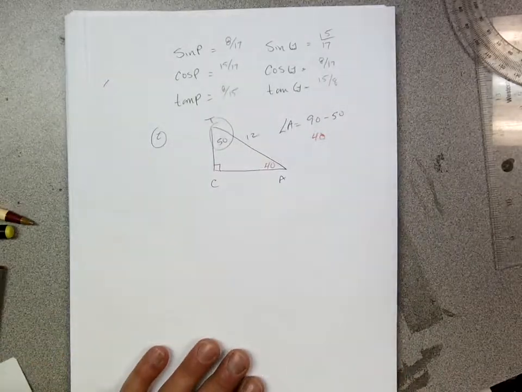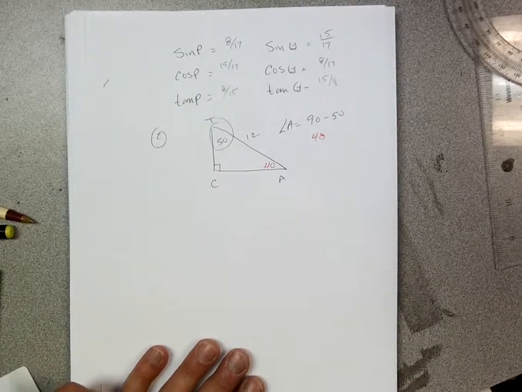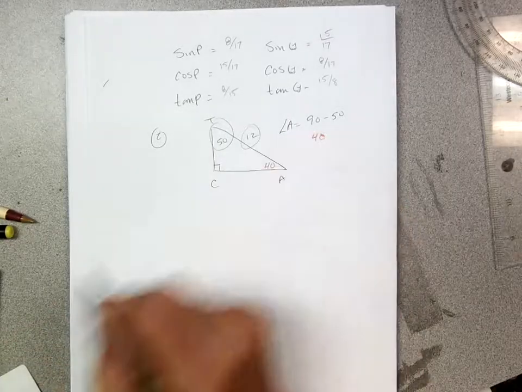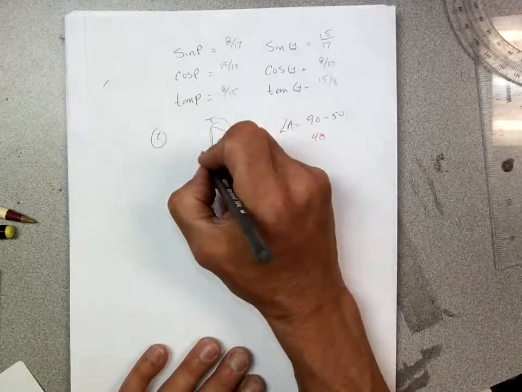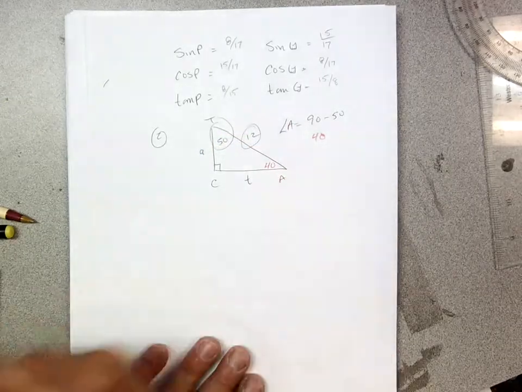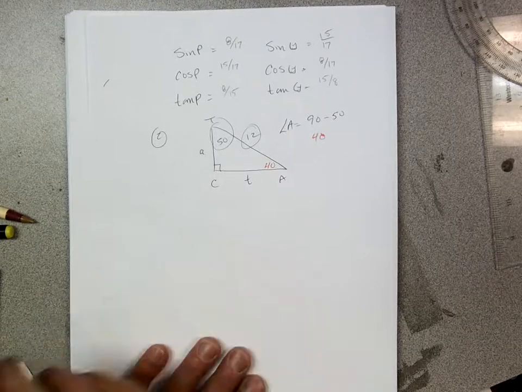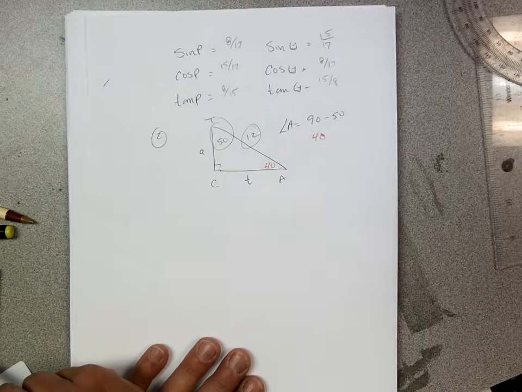Step 2 says use the given side. Hunter, what's our given side? 12. 12 it is, right? Step 3, we got little a, we got little t. Step 3, choose a side to solve for, okay? Emma, what do you want to solve for? Little a or little t? Doesn't matter to me. Little t.